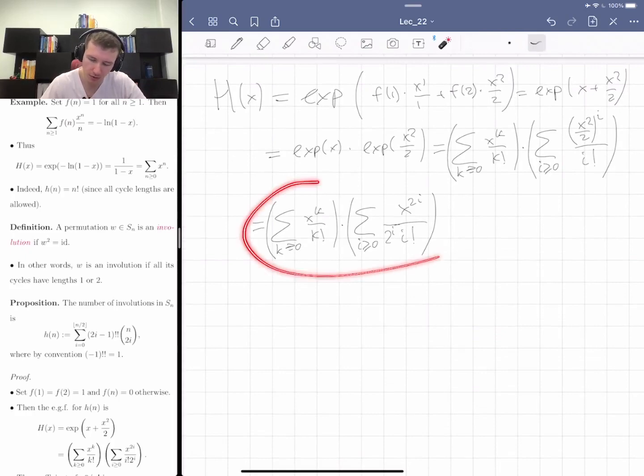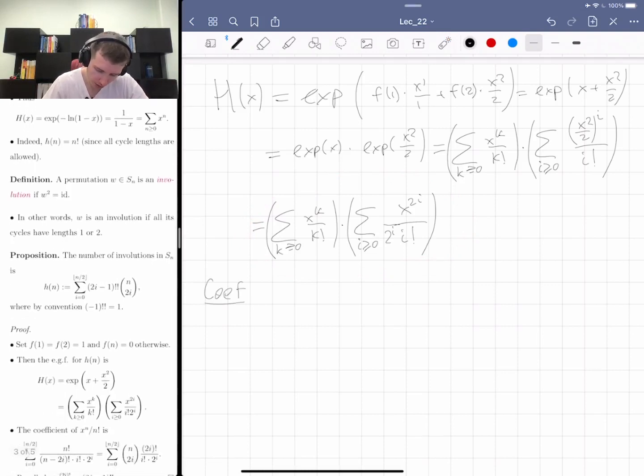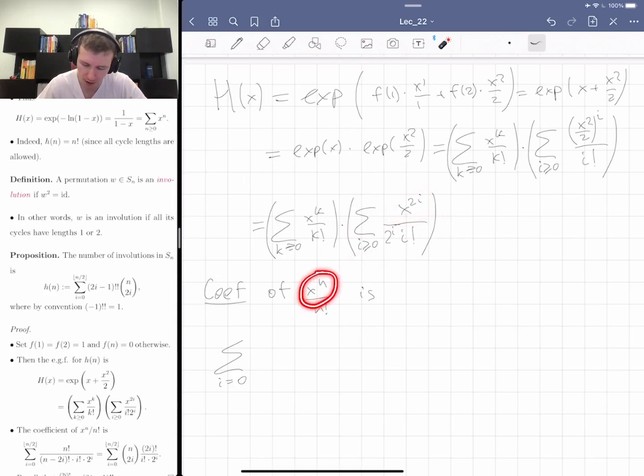Now I can just multiply. I know how to multiply two generating functions, just the same rule as for multiplication of polynomials. So in particular, the coefficient of x to the n over n factorial is what? If I look at this sum, let's sum over i, because i contributes x to the 2i. So if I want the total degree of x to the n, then i has to go from 0 to the floor of n over 2, because that's all the possible things you can get from the second term. And then you get x to the 2i times 1 over 2 to the i times i factorial.